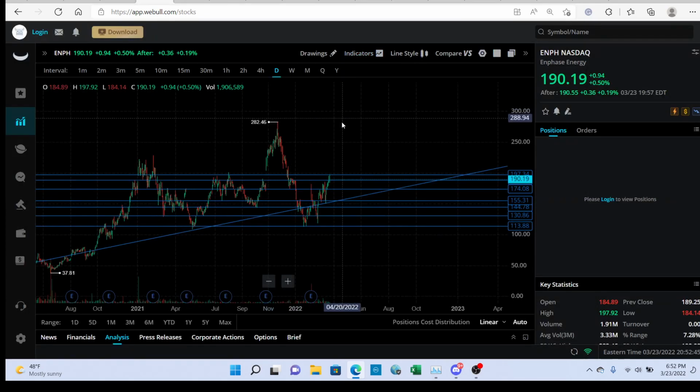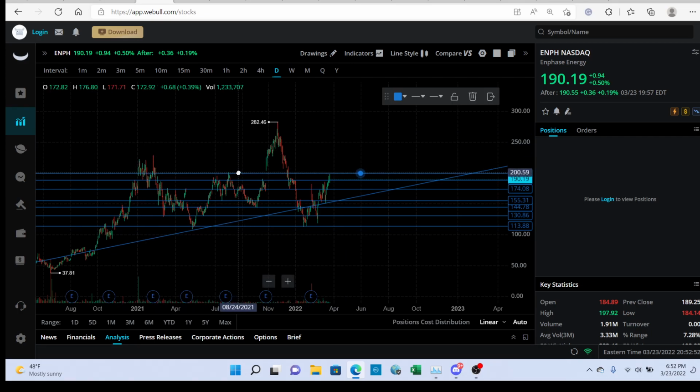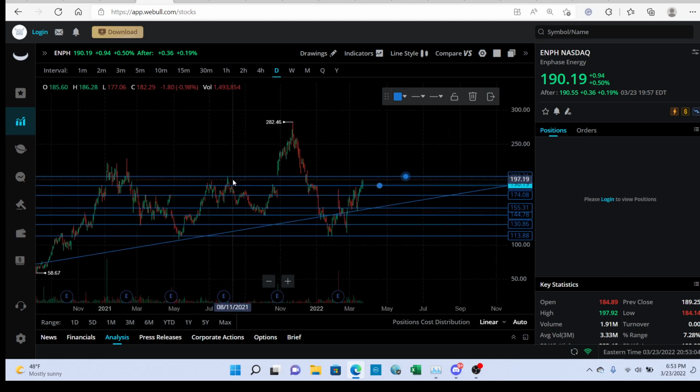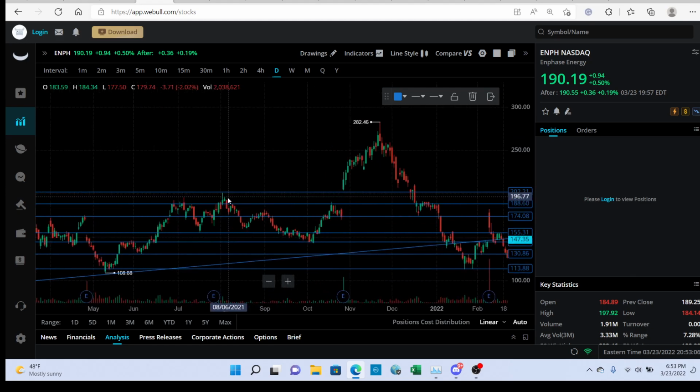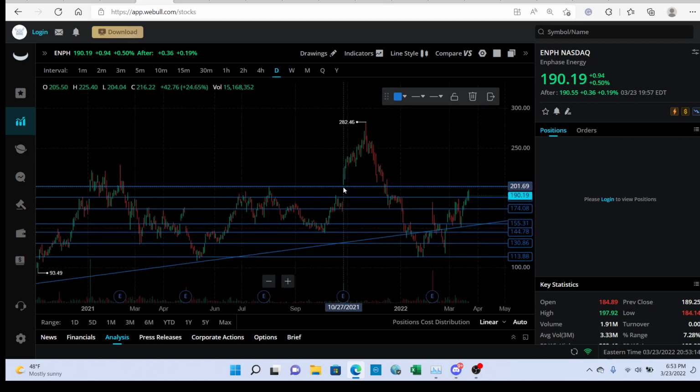Looking at ENPH, I have this already charted just because I was looking at ENPH at a prior time. Now, one thing I really noticed about ENPH that really concerns me is this head and shoulders that could potentially form. If we look at the highest point on this left potential shoulder, it's right at about 201, where this gap is, so the top of this gap.